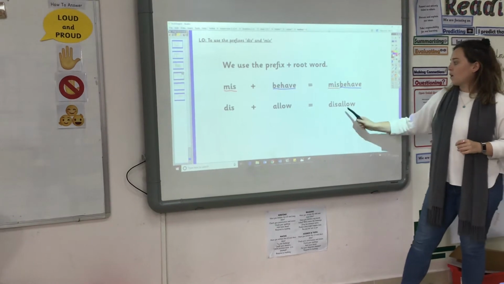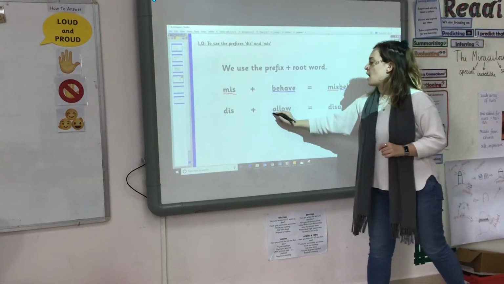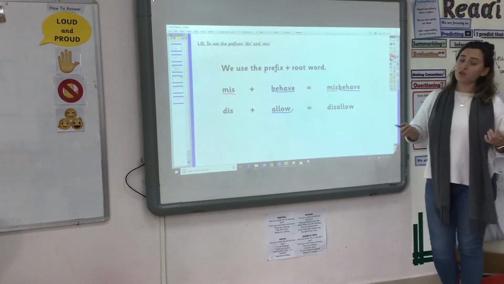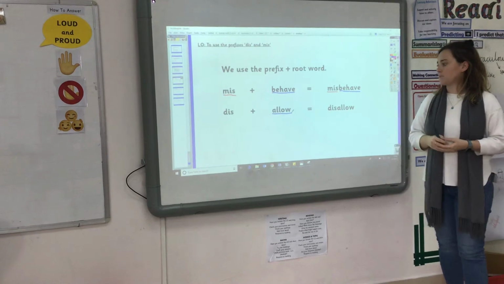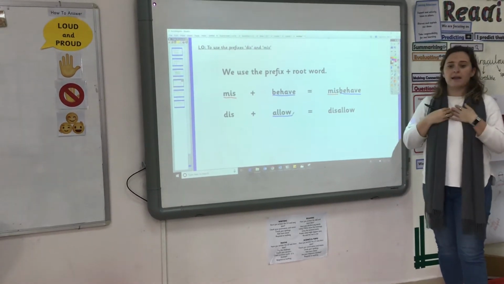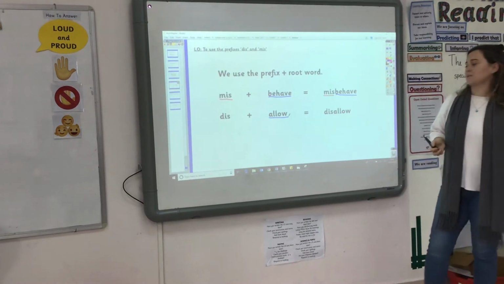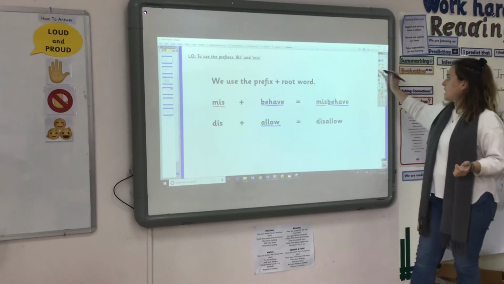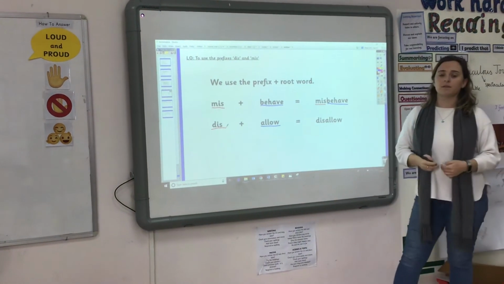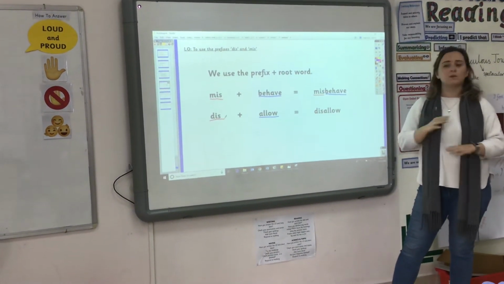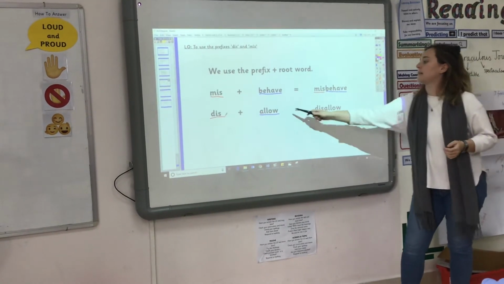On this bottom one, we have the root word allow, which you should know means you can do something. You're allowed to do something. So I might say, I allow you to go on Times Table Rockstars for a few minutes. But if I say, I disallow you to go on Times Table Rockstars, that means you cannot do it. The opposite of what allow would mean.